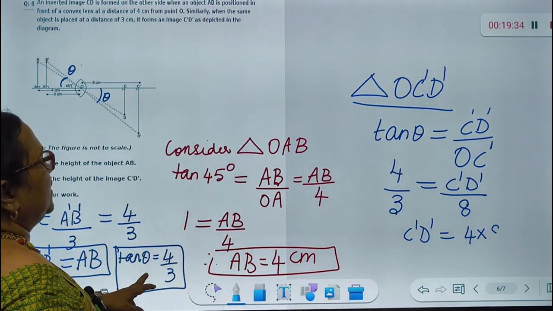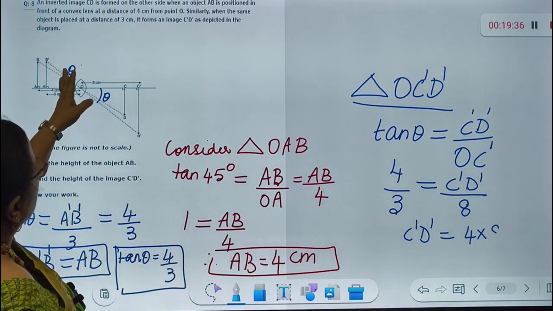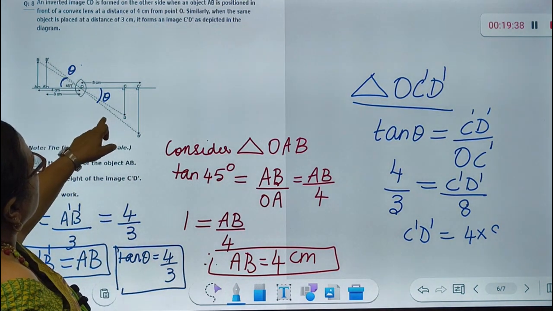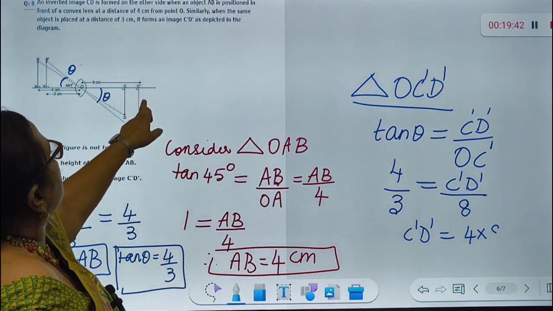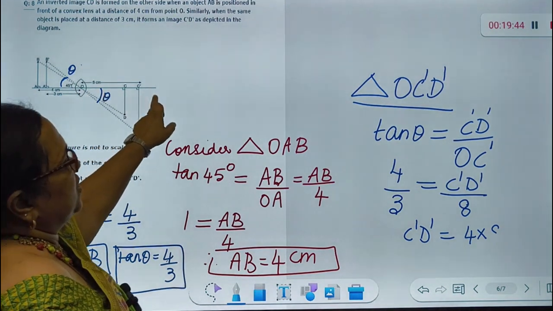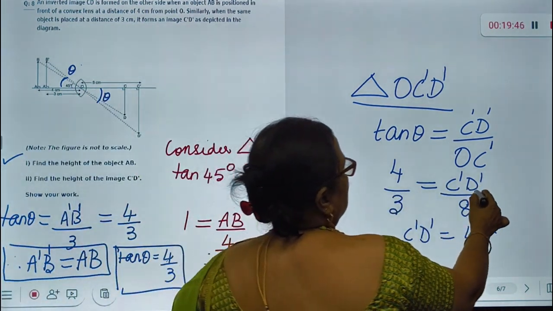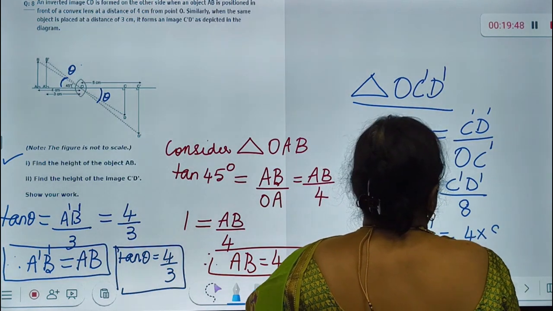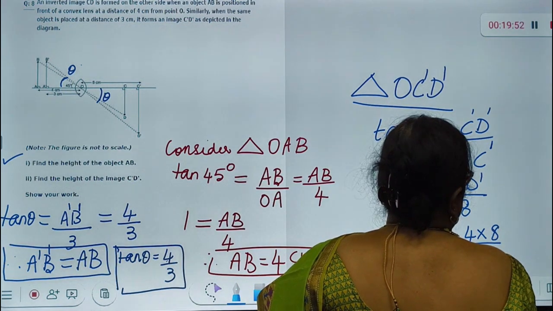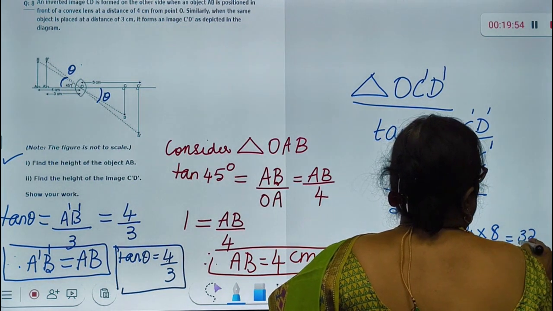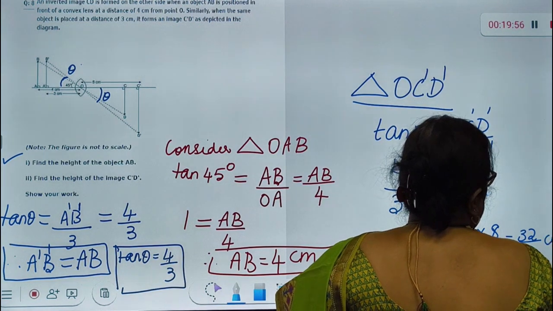Tan theta is 4 by 3 on one hand, but this is the same theta, so tan theta is also equal to opposite side C'D' by OC'. OC' is 8. So C'D' by 8. So C'D' will be 4 into 8 by 3, 32 by 3 centimeter.